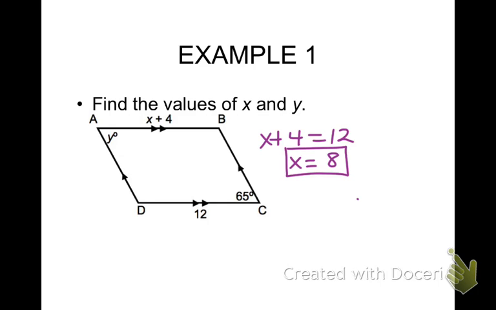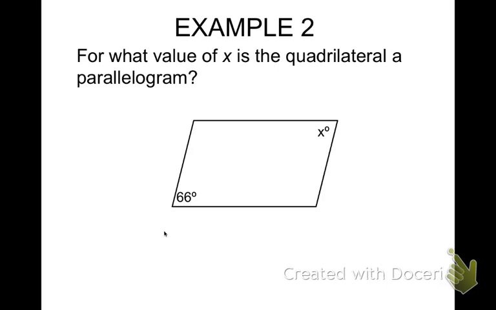So what's y going to equal? 65. There we go. Easy as that. Next one's even easier. X equals 66. What is x equal to? 66. Yeah. So notice the difference in the directions.